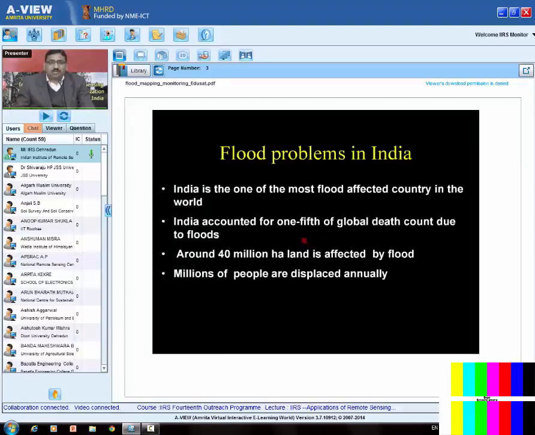India is a flood-prone country. In fact, it is one of the most affected countries in the world. India accounted for 1/5 of the global death count due to the flood. Now, of course, because of the technology intervention, space technology, and other communication technology, deaths are decreasing tremendously. Around 40 million hectare land is affected by flood in total. However, every year, sometimes it may be 2 million, sometimes it may be 6 million hectare land is affected. In fact, millions of the people are displaced annually.